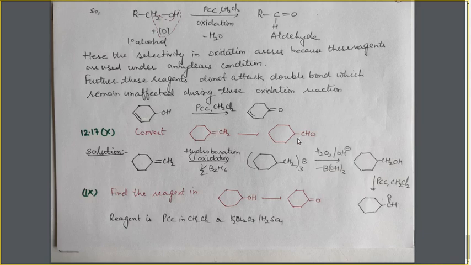So for the conversion of this compound into an aldehyde, we have to generate an alcoholic group on this carbon atom. If the OH group is at this carbon atom, then it will be a 1-degree alcohol, and a 1-degree alcohol will be easily converted into the aldehyde with the help of PCC. So how can we convert this compound into a 1-degree alcohol? For this we use the reaction hydroboration oxidation.